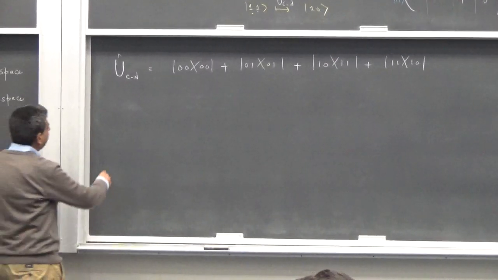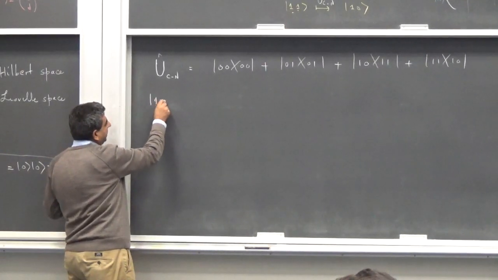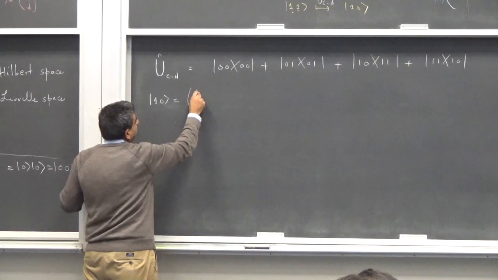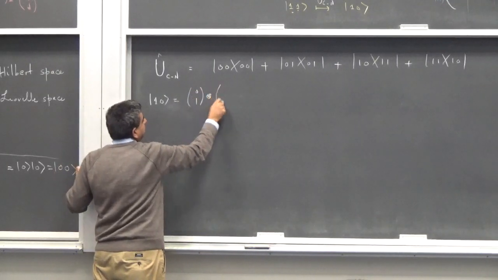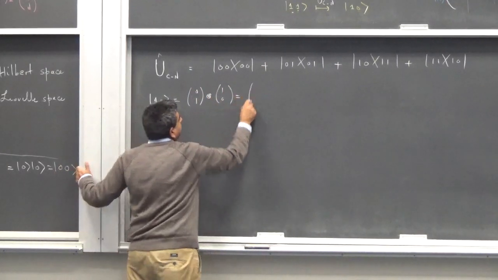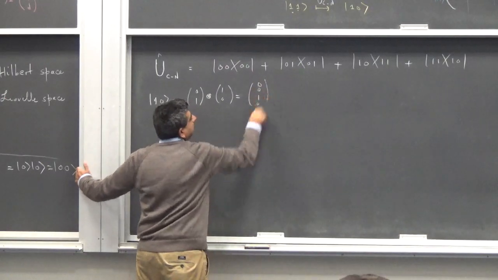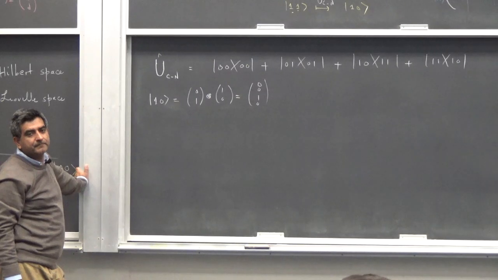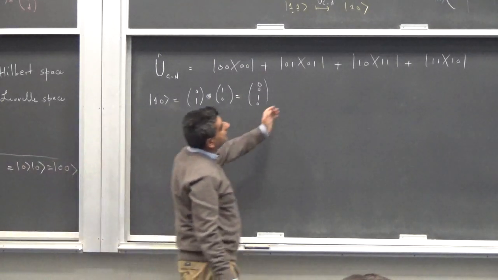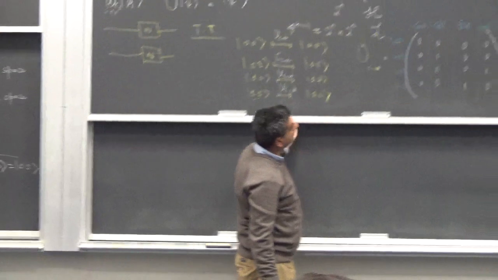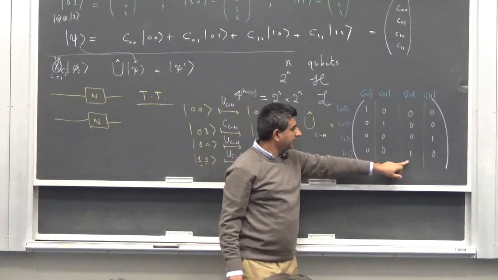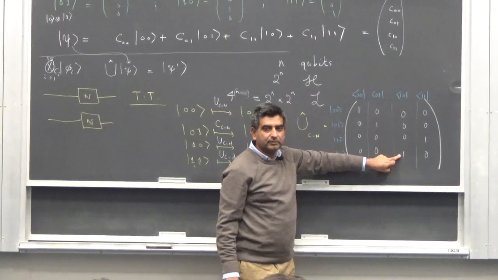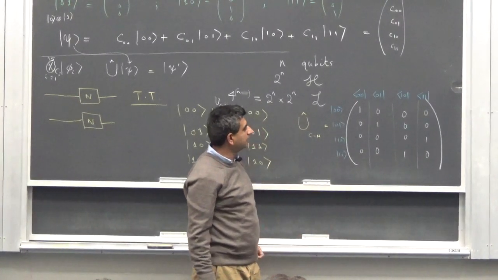So let's write down the column vector form for this state. This is 0 1 tensor with 1 0. 0 0 1 0. 0 0 0 1.